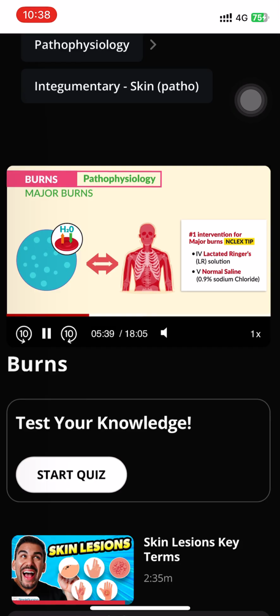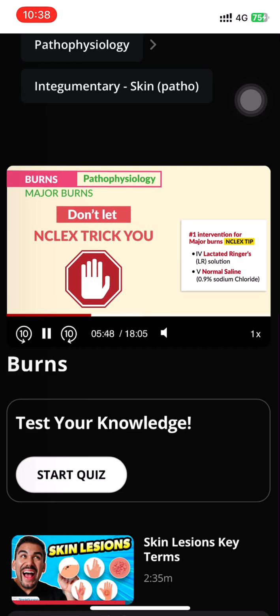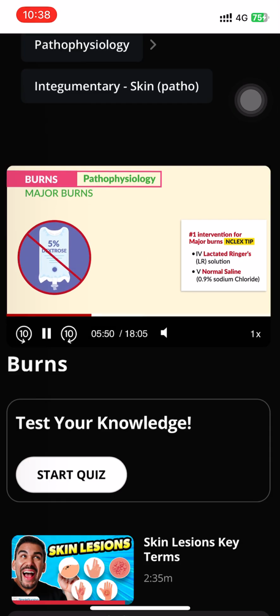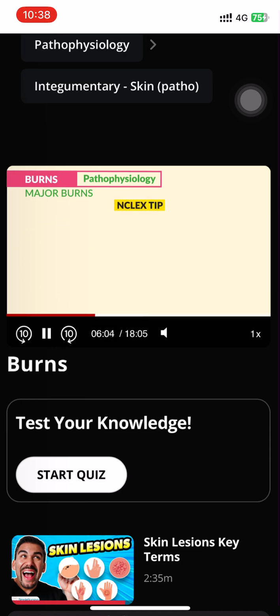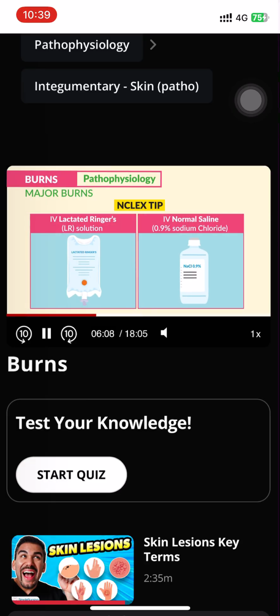Fancy words for it increases the fluid volume inside the blood vessels, increasing the blood pressure and saving your patient's life. So don't let the NCLEX trick you here. We're not administering 5% dextrose, that glucose in water, which is not an isotonic solution, and not 0.45% normal saline. That's a hypotonic solution. Only isotonic solutions here. So write it down again. Lactated ringers or normal saline.